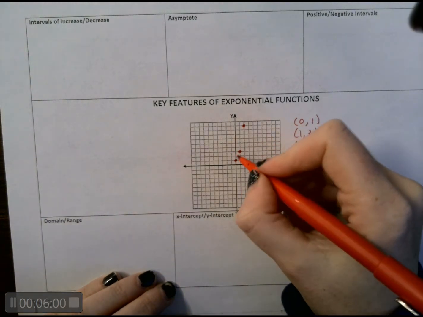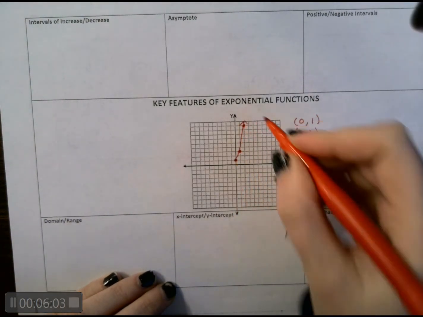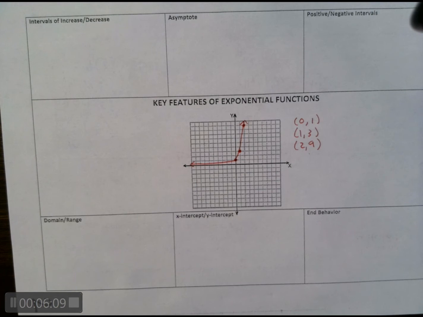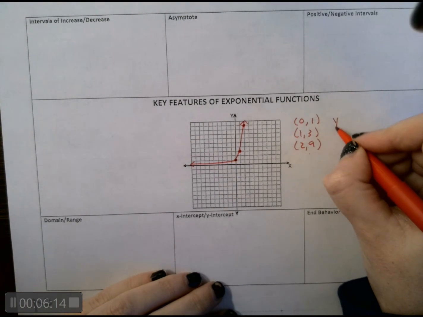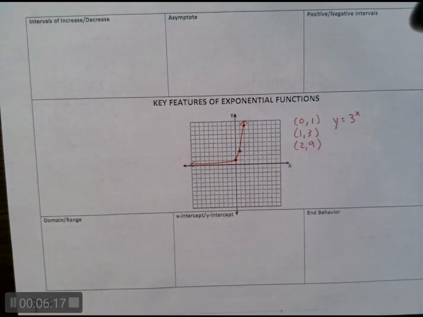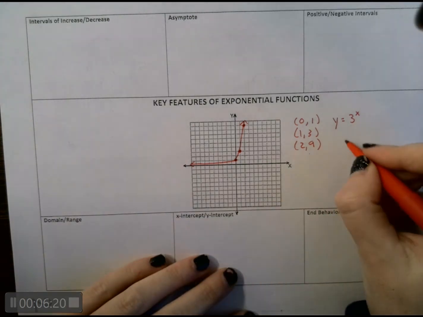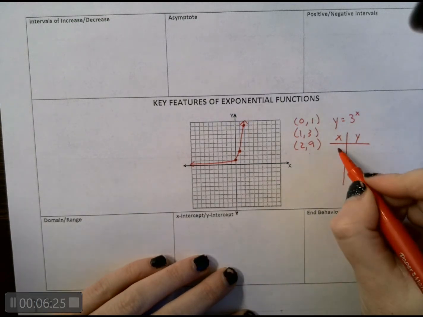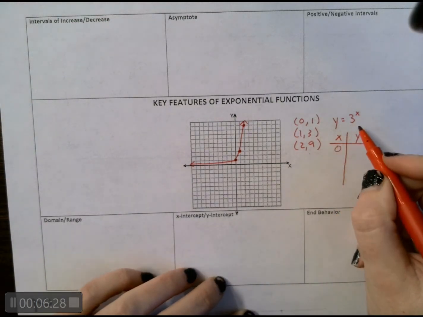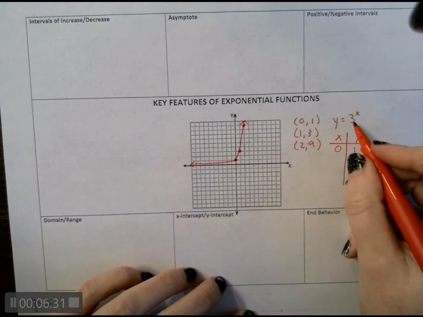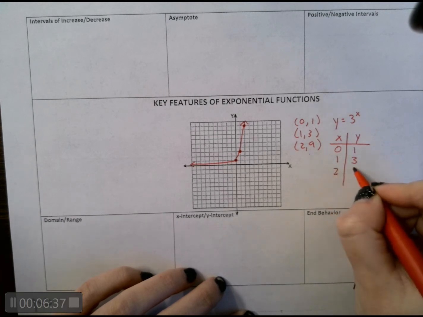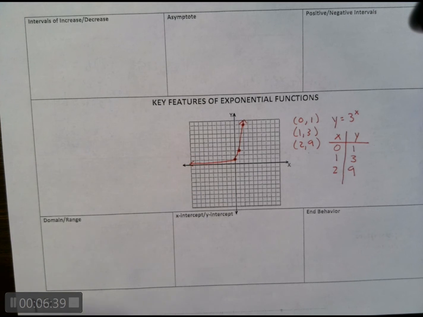Okay, and so this is what an exponential function looks like. And for this equation, it's going to be y equals 3 to the x. So I came up with these points by making a table of values for my x and my y. So when x was 0, if you do 3 to the 0 power, you get 1. If you do 3 to the first power, you get 3, and then 3 squared will give you 9. So that's how I came up with that, okay?